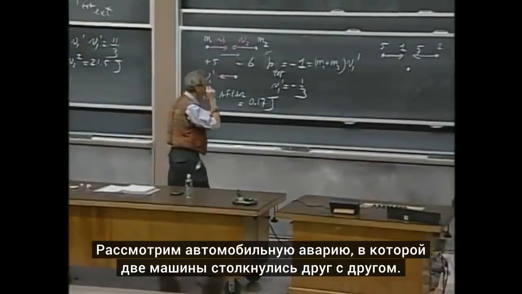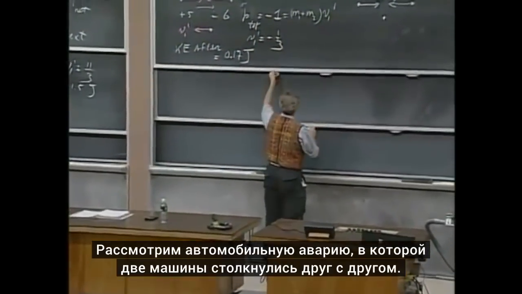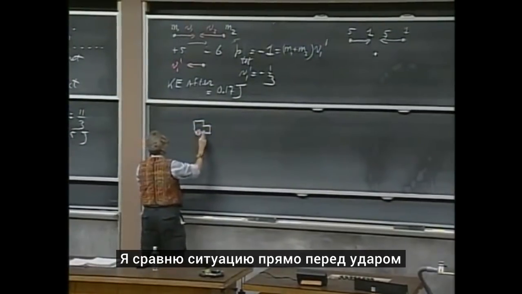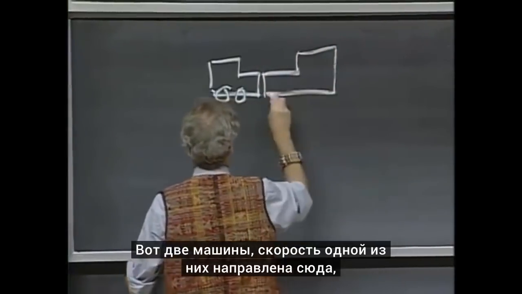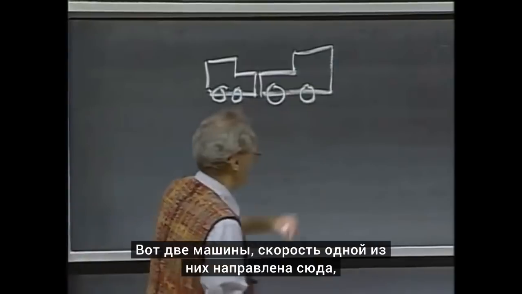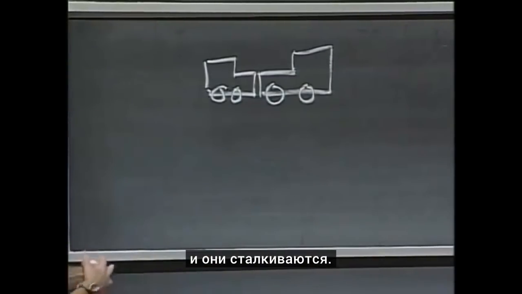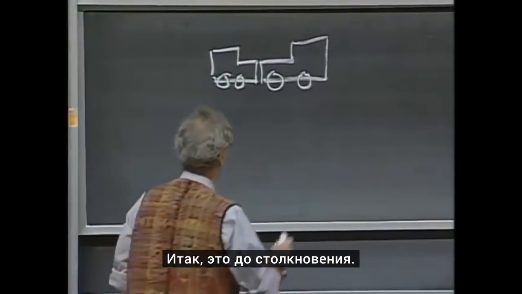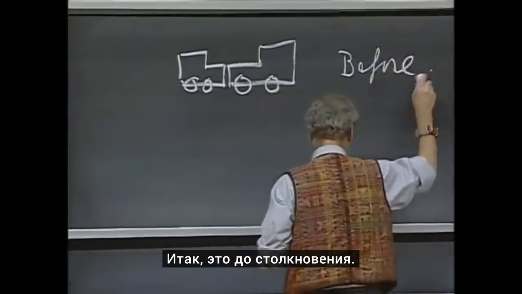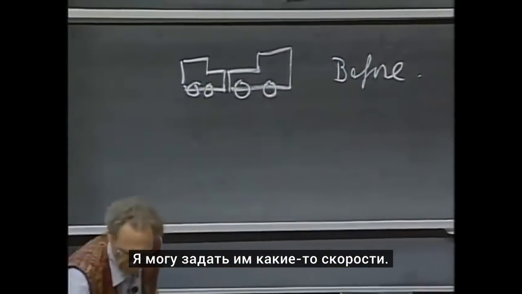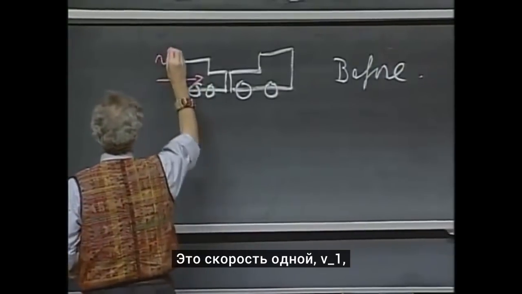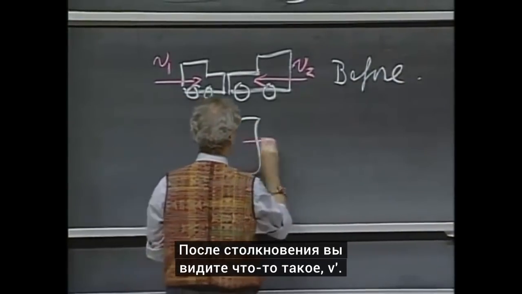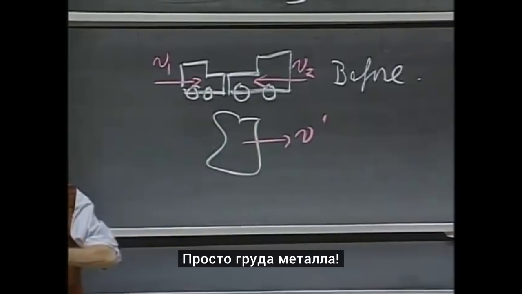If you have a car collision, and two cars hit each other, and I compare the situation just before the collision with just after the collision. Here are the two cars, and one has a speed in this direction, the other has a speed in this direction, and they hit each other. And they stick together, that's a given. They go one big clump, so this is before, and I can give them some velocities. This is the speed of one, v1, and this is the speed of the other, v2. Afterwards, you see something like this, v prime, just a wreck.